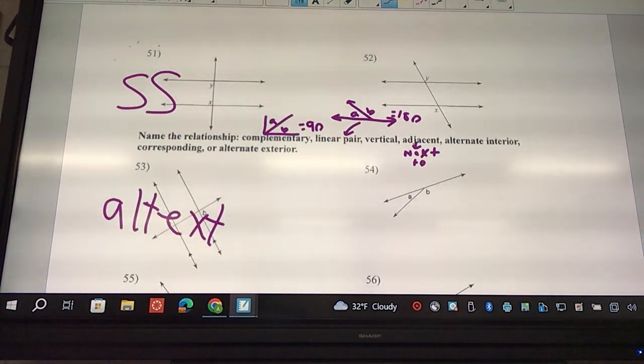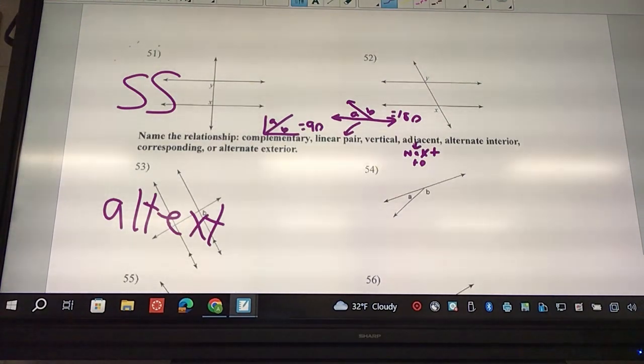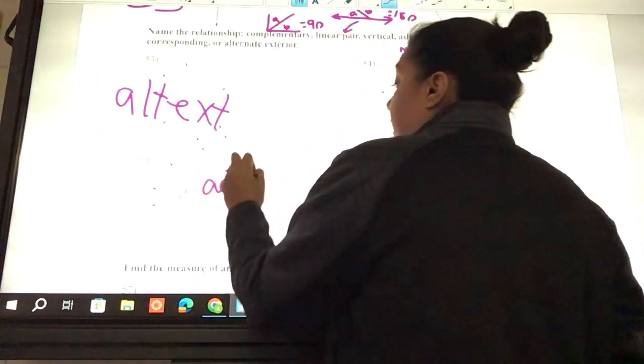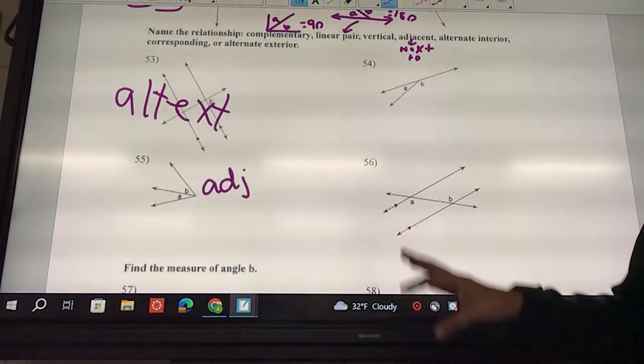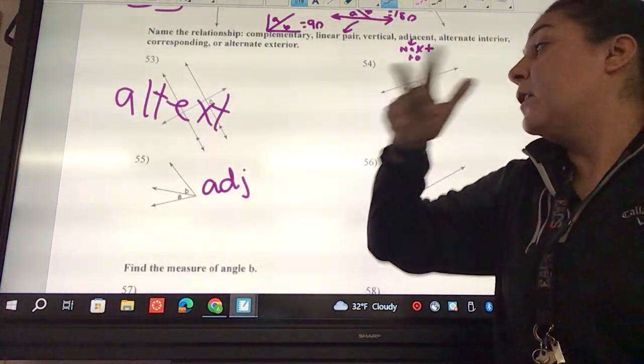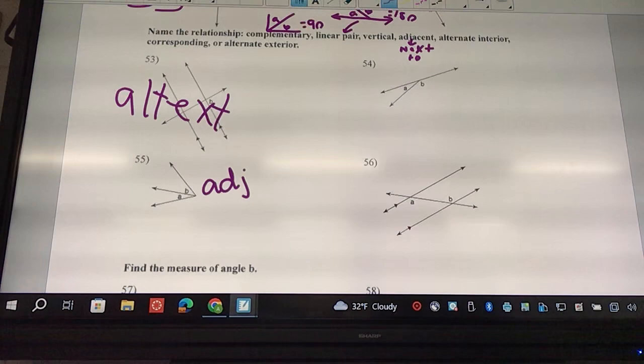55 looks a little bit different. Do they look like they add up to 180 or 90? Are they just next to each other, or across from each other? How would you describe these? They are right next to each other, so it's definitely got to be adjacent. Is it anything else? Some of these, remember, had two answers, and that screwed you guys up. So does it look like it could be 90 or 180? No. So in this case, it is just adjacent.